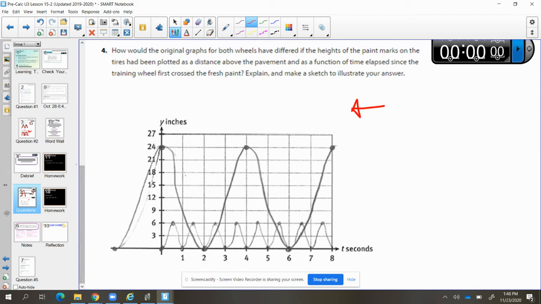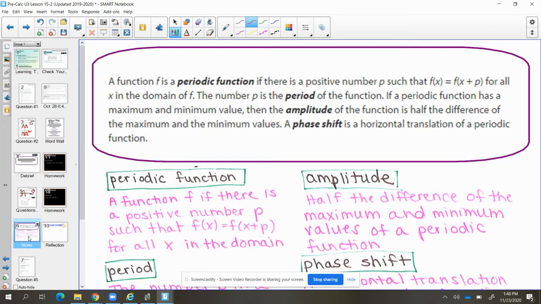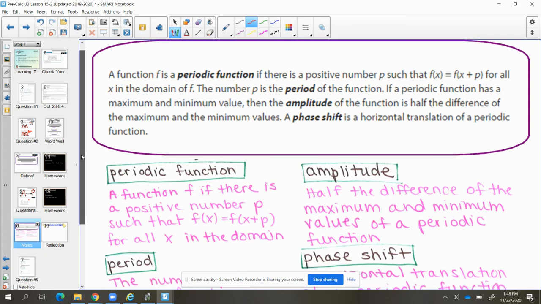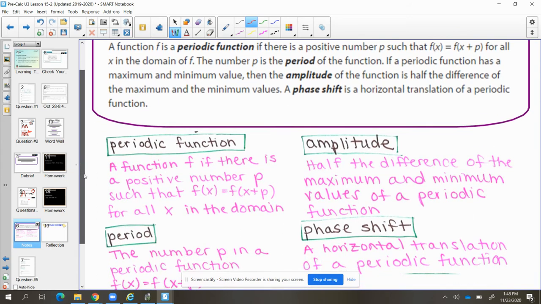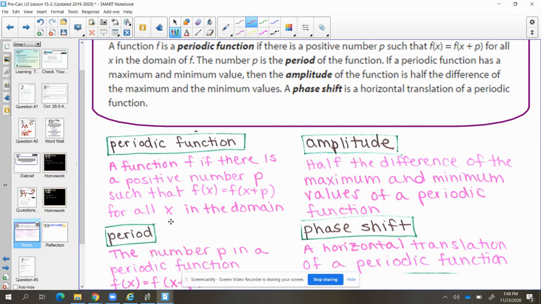So the reason that we are looking at these graphs is because all of them are examples of changing different aspects of our periodic function. Okay, and a periodic function is that repetitive nature that we're seeing in these graphs over and over and over again. And the period is the amount of time it takes that function to repeat itself one full rotation through.